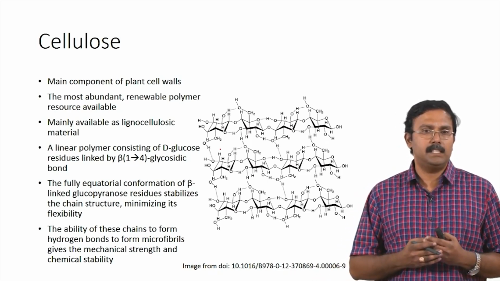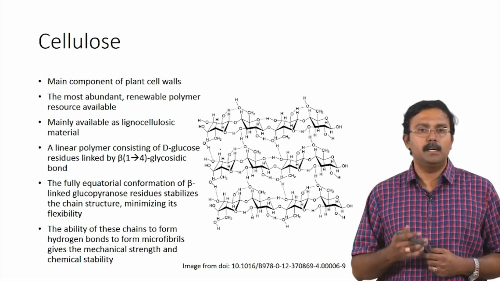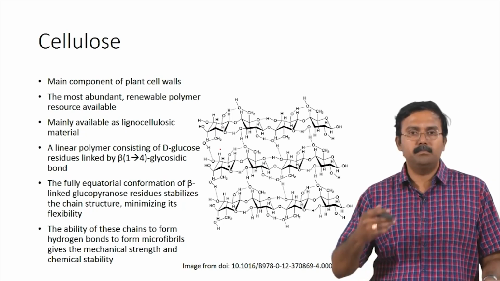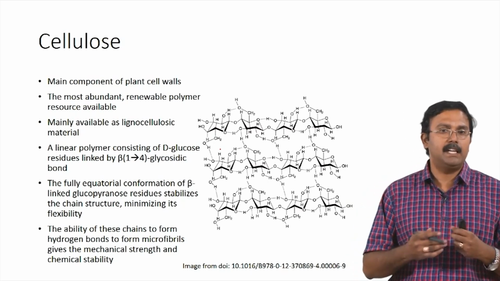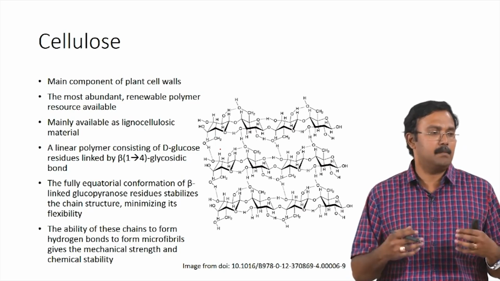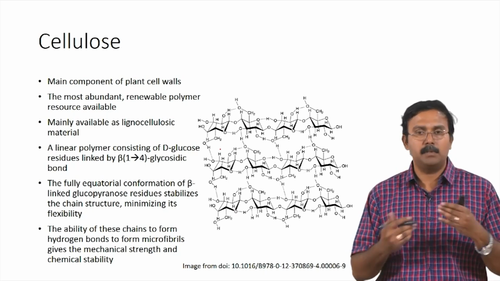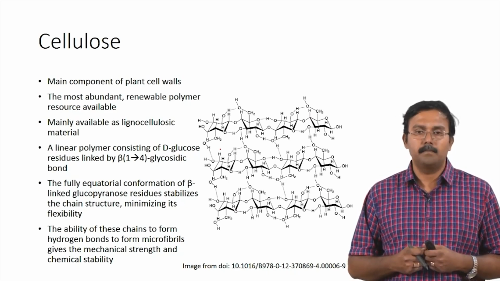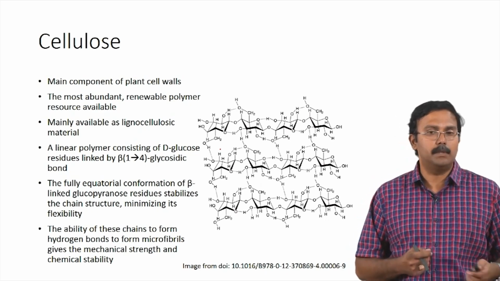So, this basically has a linear polymer consisting of the D-glucose residues, which are linked by beta 1,4 glycosidic bonds. So, what happens is these chains are actually stabilized by the formation of the beta linked glucopyranose residues, and once these chains are stabilized, then the flexibility of the material decreases, and these chains can actually form hydrogen bonds amongst each other to form microfibrils, giving it the mechanical strength and the chemical stability. So, that is why it is very strong. It is actually a very mechanically strong material.